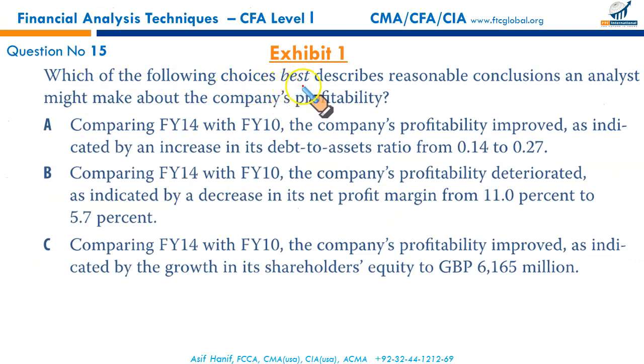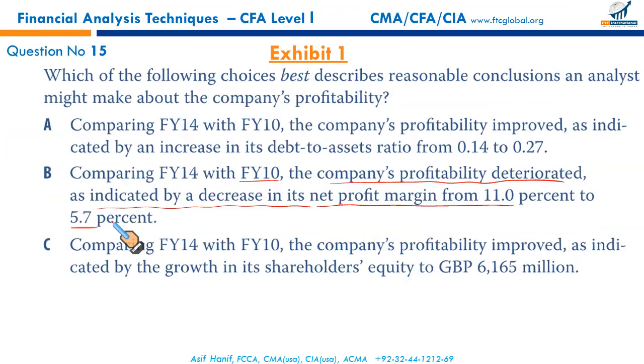Which of the following choices best describes a reasonable conclusion an analyst might make about the company's profitability? Profitability is the objective. Option A: comparing FY14 and FY10, the company's profitability improved as indicated by increase in debt to assets ratio. Wrong. Debt to asset ratio is not the measure of profitability. It's a measure of solvency. Wrong. Okay, next, comparing FY14 with FY10, the company's profitability deteriorated as indicated by net profit margin of 11 to 5.7. This is what we must calculate.